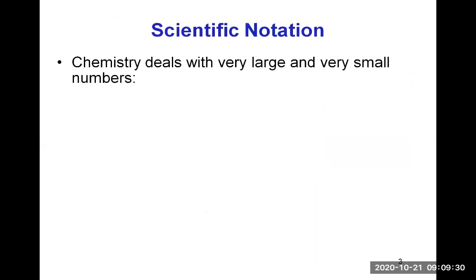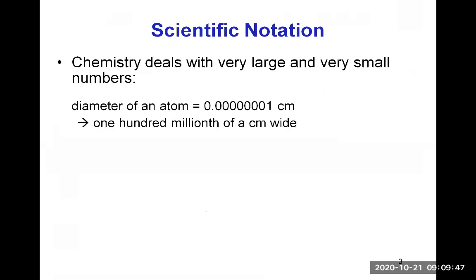So chemistry deals with very, very large numbers and very, very small numbers. For example, the diameter of an atom is 0.00000001 centimeters. And that's 100 millionths of a centimeter wide. So it is very, very small, right? And it's very cumbersome to have to tell the number like this.